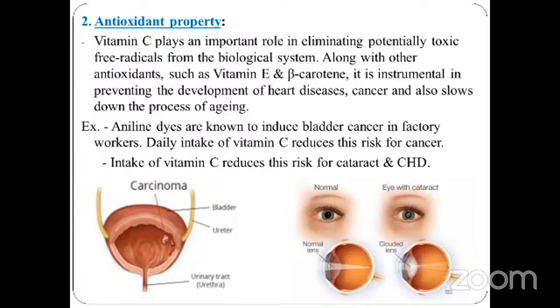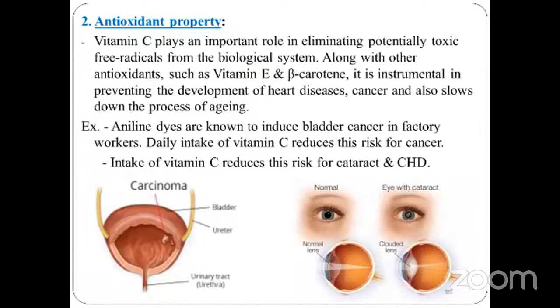See, this vitamin C, along with other antioxidant vitamins like vitamin E or beta carotene, is used particularly in heart diseases. Also, we are using or prescribing these antioxidant vitamins in cancers or malignant conditions. Also, various studies show that it slows down the process of aging, and that is the reason we very frequently prescribe this vitamin C in various clinical conditions, because of its antioxidant property.